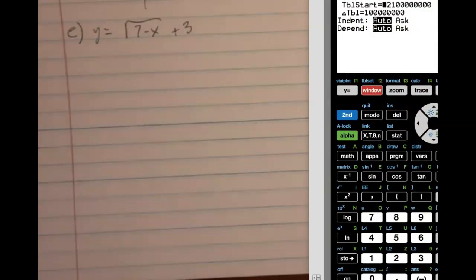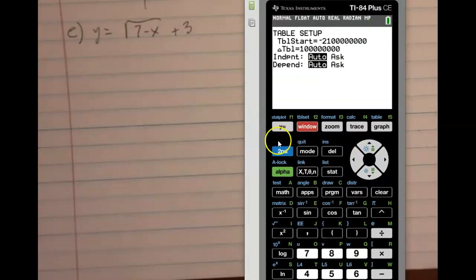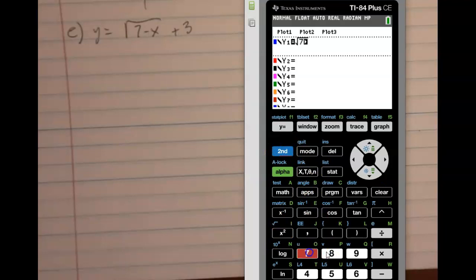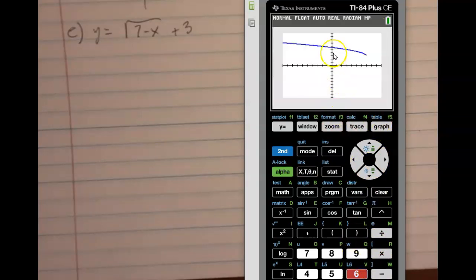The last one is a square root graph, so I'm going to my calculator to do this one. So go to y equals, hit clear, and do second square root of 7 minus x. And I need to get out of the square root, or if you have a TI-83, you need to close the parentheses, plus 3. Now you could do this by hand, and that would be fine. And then we'll do a zoom 6, and I've got a graph that looks like this.